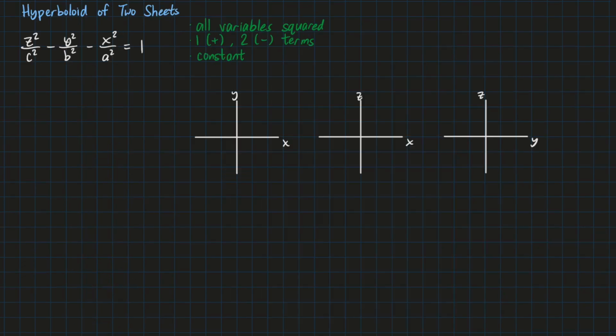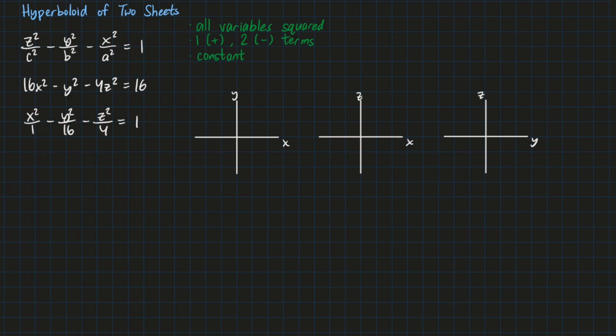If we take the equation for a hyperboloid of one sheet and we add another negative variable term to it, we're going to have the equation for a hyperboloid of two sheets. A hyperboloid of two sheets has all its variables squared. It has one positive variable term and two negative variable terms, and it has a constant. Let's say we wanted to graph the equation 16x squared minus y squared minus 4z squared equals 16. We can get this into standard form by dividing everything by 16.